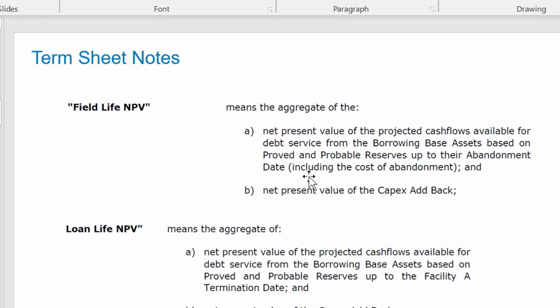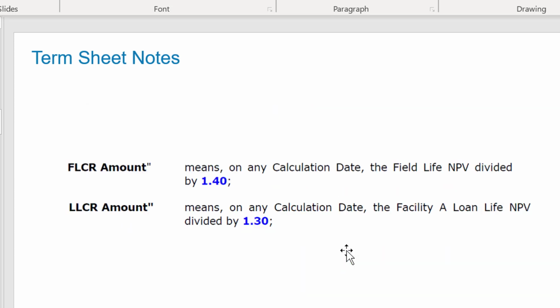And then you have a loan life NPV, which is similar to the field life NPV, but it only takes the net present value up to the facility termination date. It cuts off the end. You have two different present values. These present values, I'm restating, are not exactly the same present value you use in LLCR and PLCR.